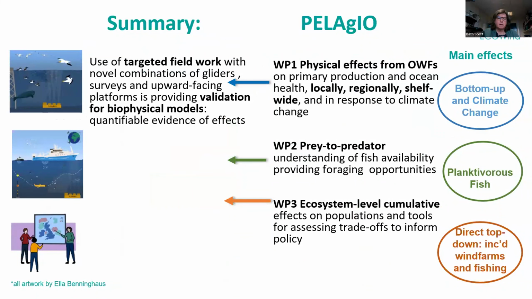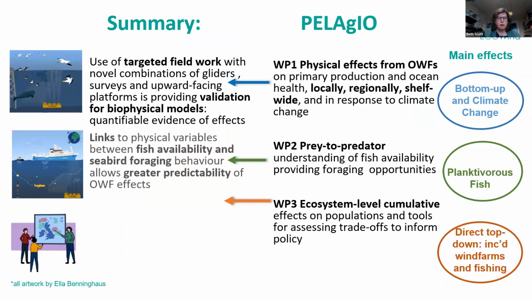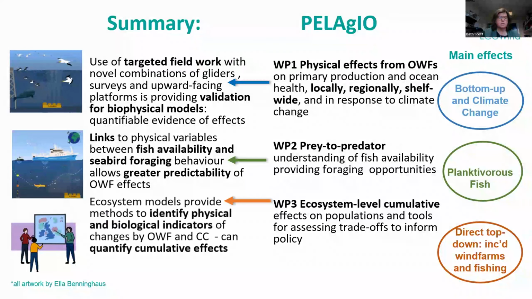So to summarize what we've done in this project, we've got our 3 large work packages where we first look at the physics. So we have that targeted work with all these novel combinations of gliders and surveys and upward-facing platforms, and we're validating the biophysical models, and we're quite excited about some of the results coming through. And then with our predator to prey work package, we're really looking for these links of the physical variables between the fish availability, i.e. the predictability of fish to seabirds, foraging seabirds, and therefore we can predict what's going to happen when offshore wind farms change the system.